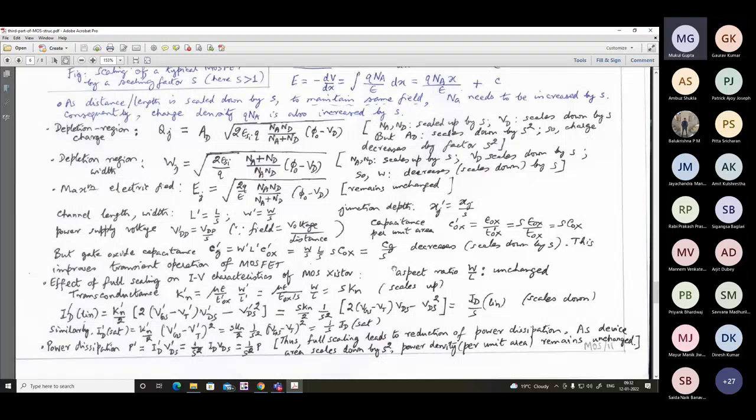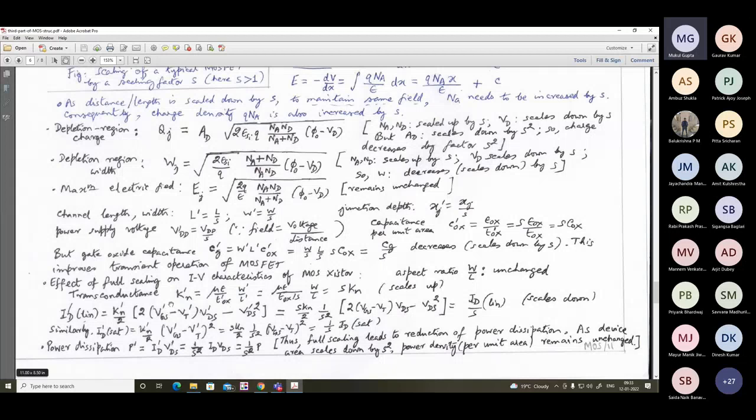So you see that the overall capacitance decreases, right? So that improves the transient operation of MOSFET. An effect of full scaling on IV characteristics of MOS transistor is that the aspect ratio W by L is unchanged, right? Why? Because W comes down by a factor of S, L also comes down by a factor of S, so no change. Now, what about transconductance?